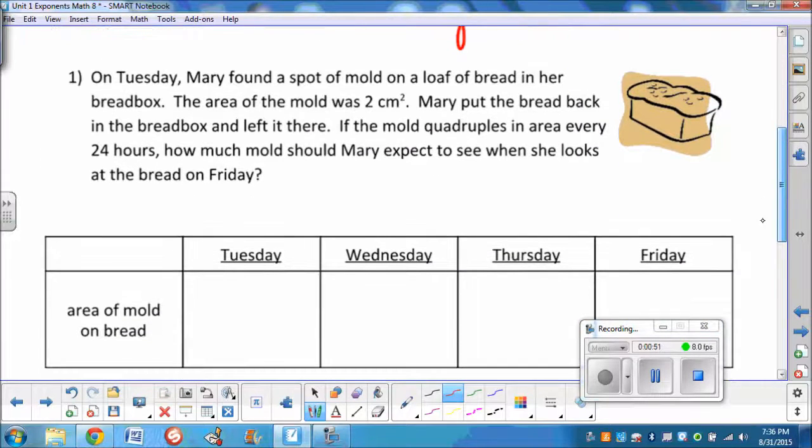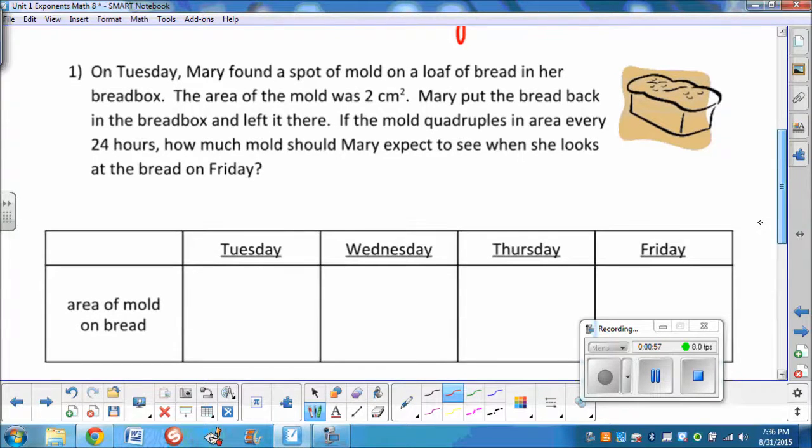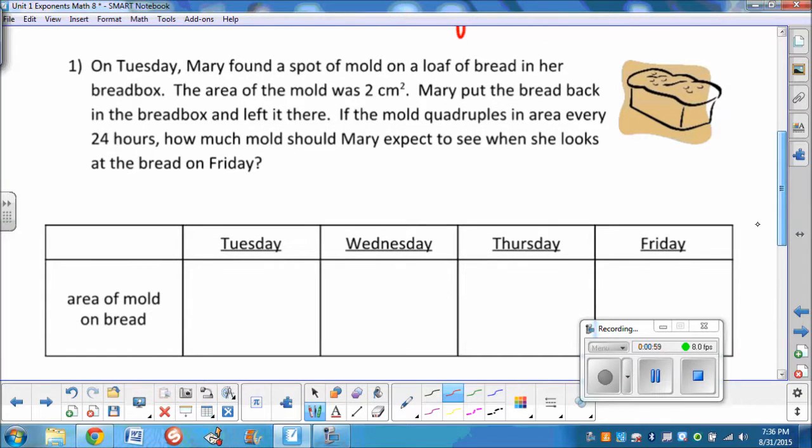So pause the tape and go ahead and read question number 1. I'm going to just start talking about it. So pause it and read. When you're done, start it again.